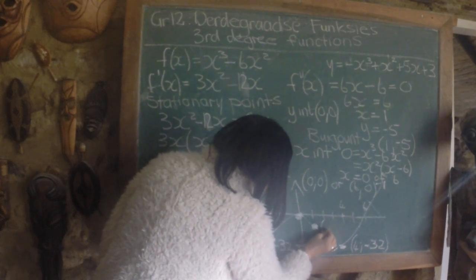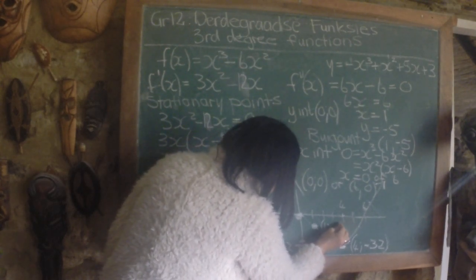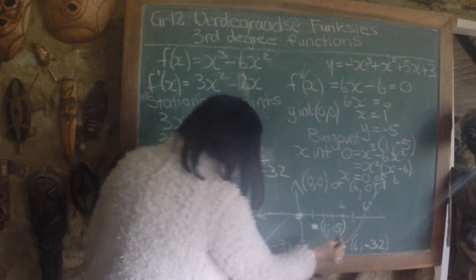That's the point 1, minus 5. We've got a point of inflection.